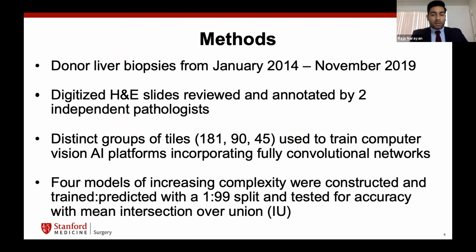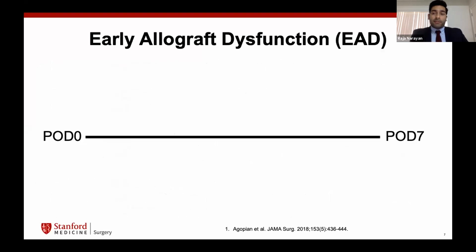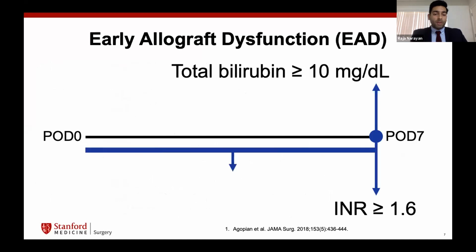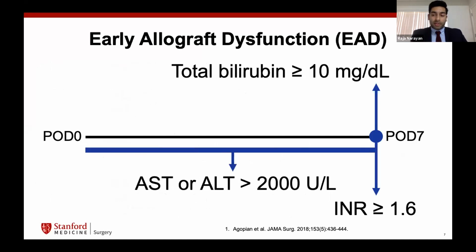Four different models of increasing complexity were made, and there was a different training set as well as a prediction set that was able to test the accuracy of each of these models using a metric from the artificial intelligence literature known as the mean intersection over union, where a higher number indicates better accuracy. Early allograft dysfunction was defined as total bilirubin greater than or equal to 10, or INR greater than or equal to 1.6 on the 7th day after transplantation, or AST/ALT greater than 2,000 within the first 7 days of transplantation.